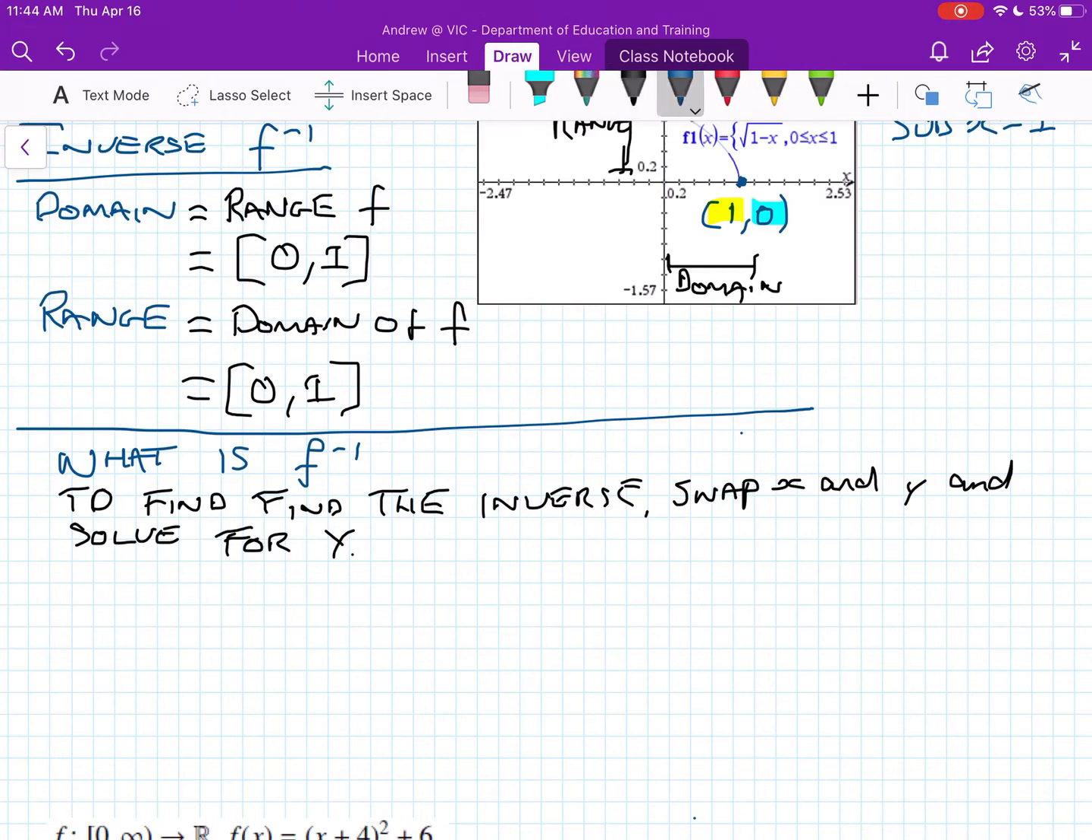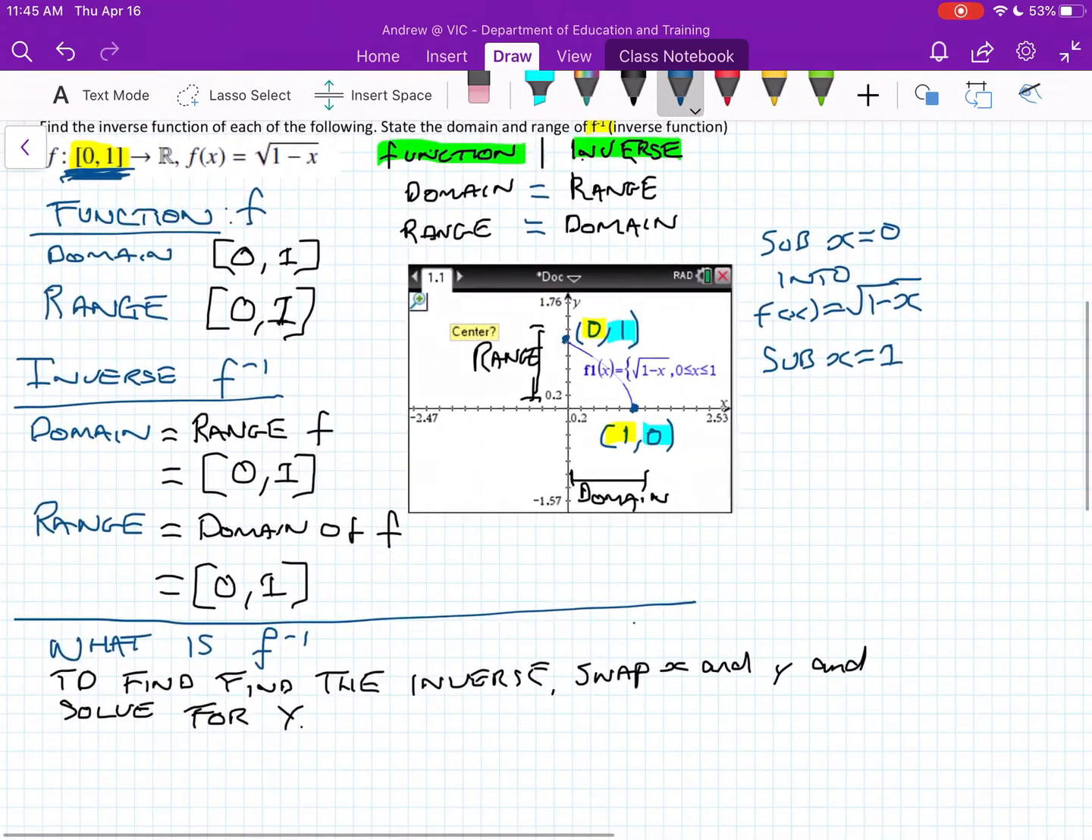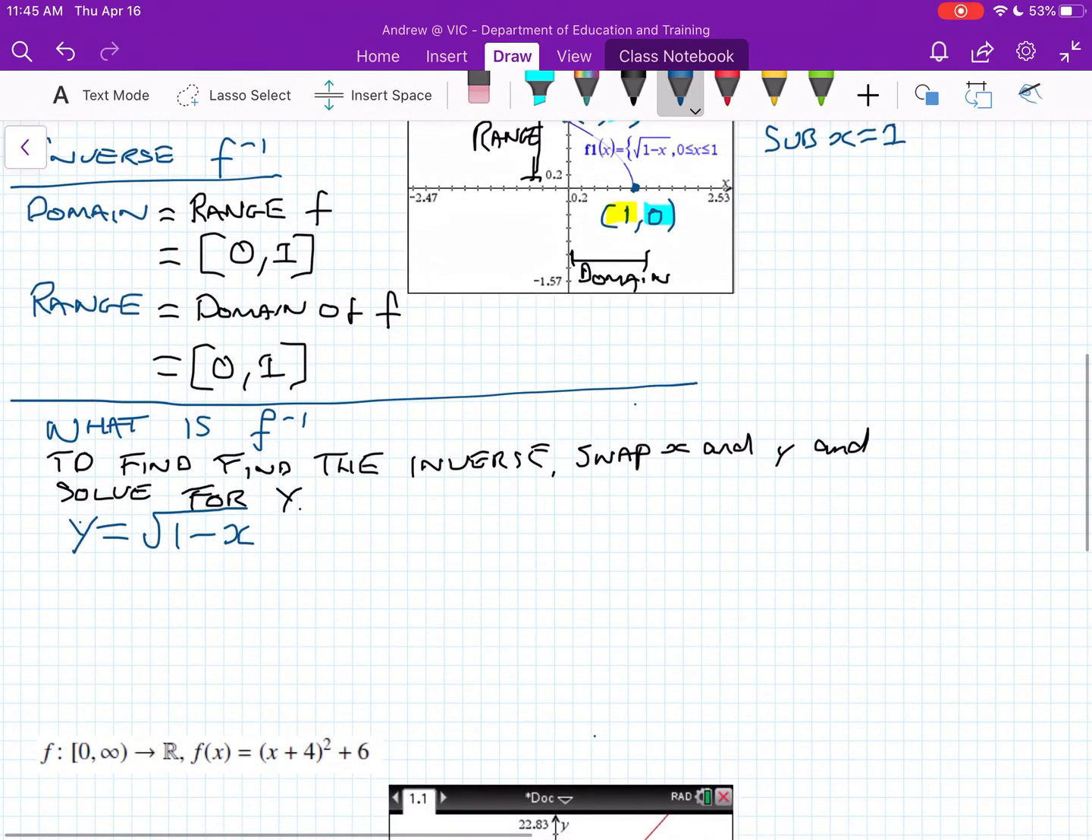So here we've got our function. I'm just going to scroll up so I can write it again. Here. So f of x, just remember f of x is just like writing y. So y is equal to the square root of 1 minus x. That's our function. So we just need to swap x and y. So it becomes x is equal to square root of 1 minus y. And now we need to solve this for y.